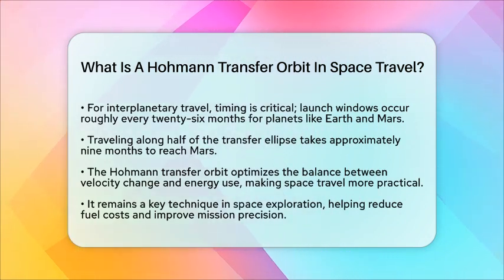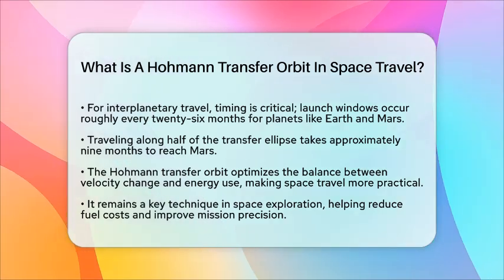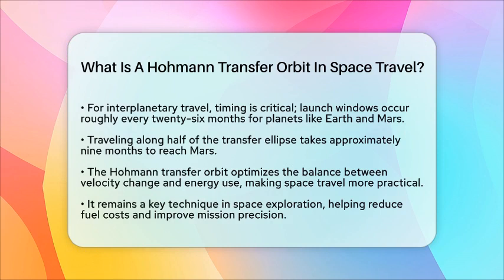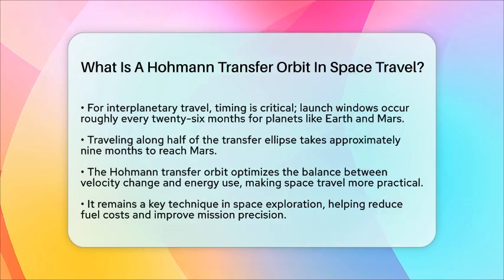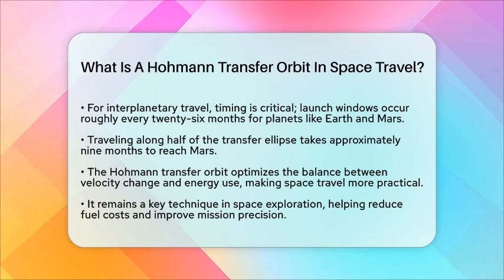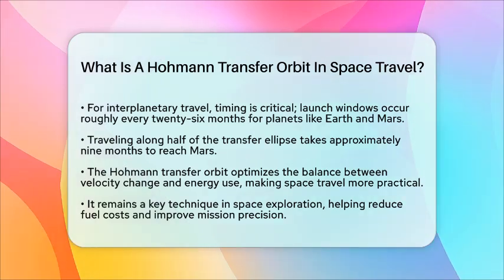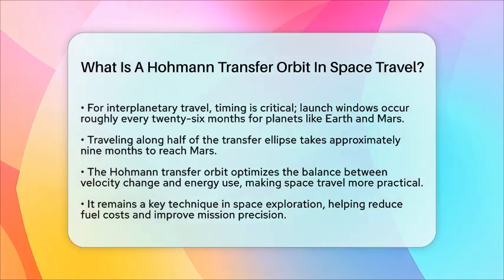In essence, a Hohmann transfer orbit balances the need to change velocity and the shape of the orbit to move efficiently through space. It helps satellites reposition and makes interplanetary travel more practical by conserving fuel. This method continues to be a fundamental tool in space missions, helping us explore our solar system with less waste and more precision.